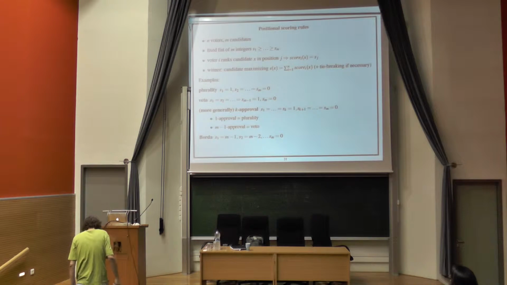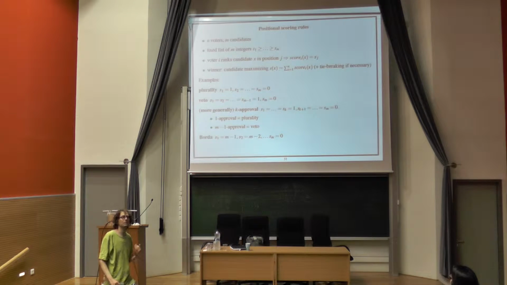Veto corresponds to 1 for all ranks except the last one, and then 0 for the last one. So informally, what does veto do? It maximizes the number of voters who do not rank a candidate last. Okay.